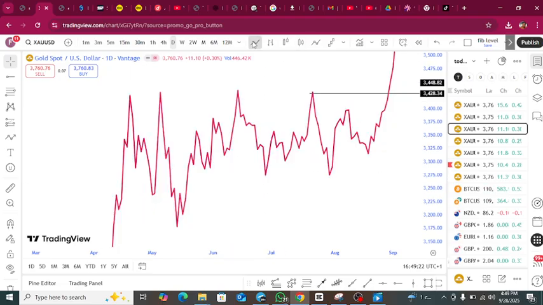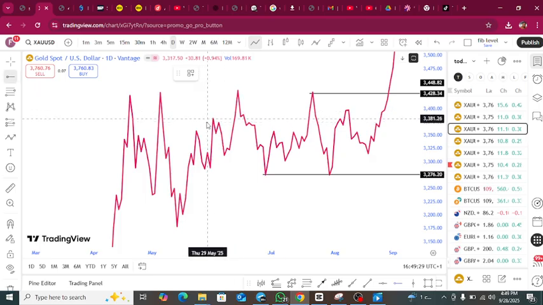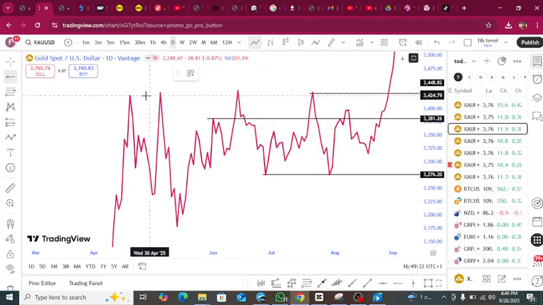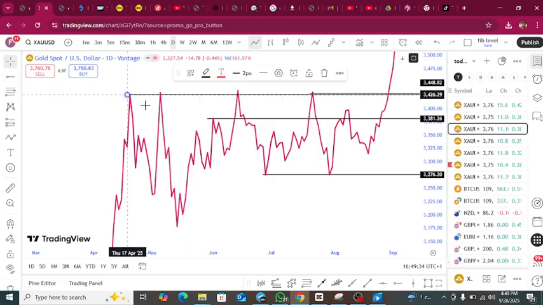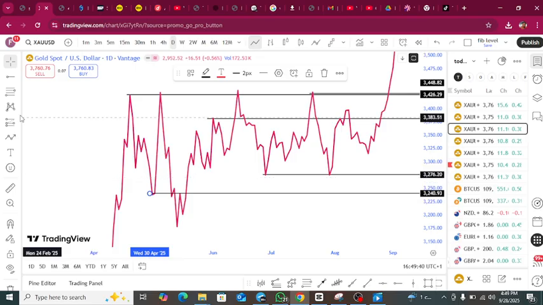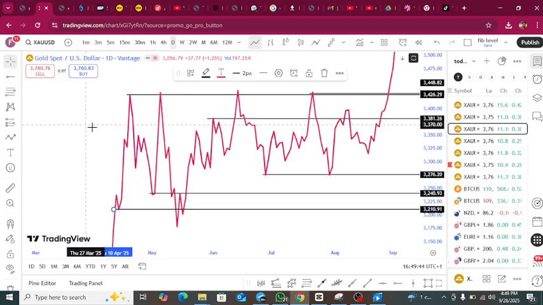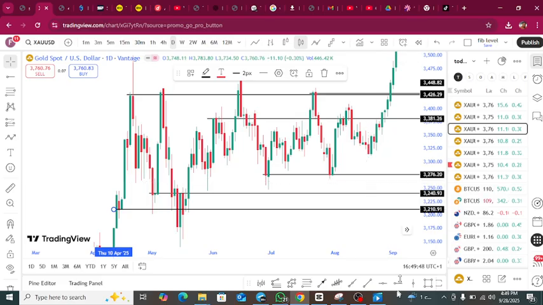First, like I said, change to line chart and then mark the level so that you see how price reacted on these levels. On this apex level, the V and the A levels, you see how price reacted on these levels. Now let me change back to candlestick. You can see how price reacted on them.